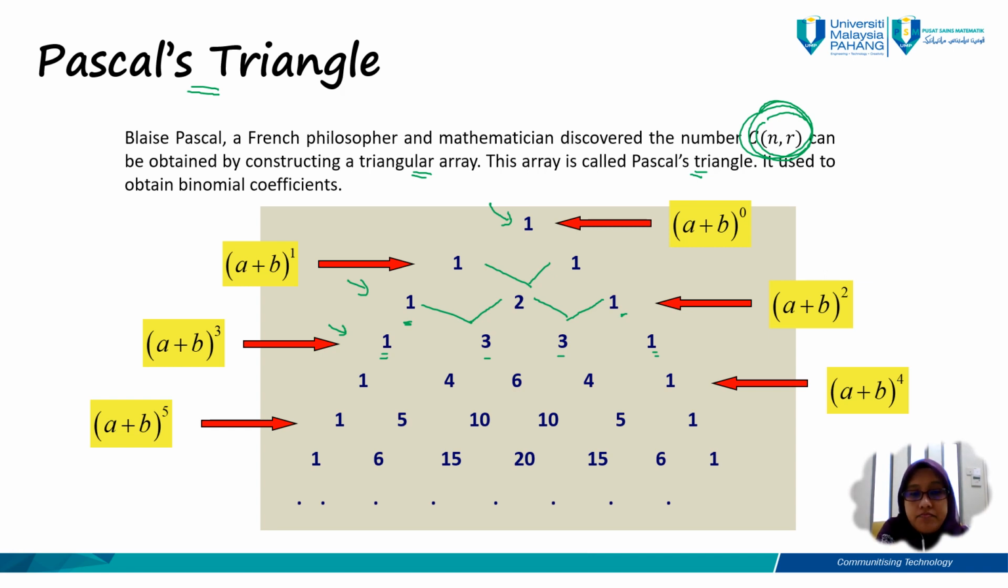Then the first layer is for n equal to 0. The second layer is for n equal to 1. The third layer is n equal to 2. The fourth layer is for n equal to 3, and so on.